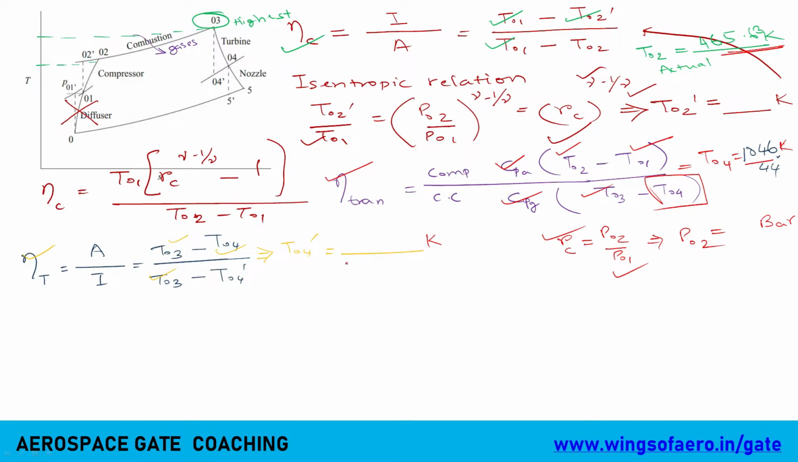In a TS diagram, which point has the lowest pressure and higher pressure? Highest temperature is at point 3. Note down, highest temperature is at point 3, highest pressure is at point 2, and highest velocity is at point 5.